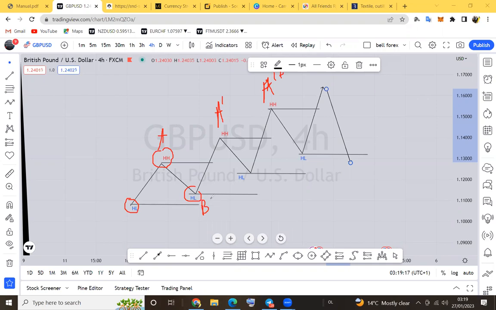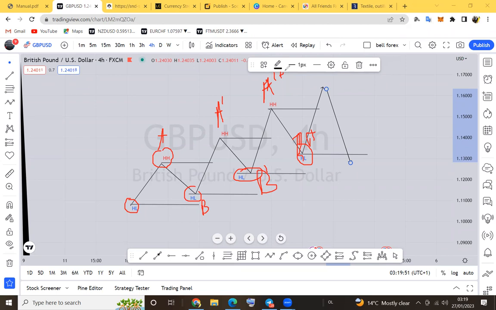Now, point B prime is higher than point B. That's why we're going to say a higher low. It is low as compared to A. And point B prime plus is higher than point B prime. And that's why we are going to call this a higher low.